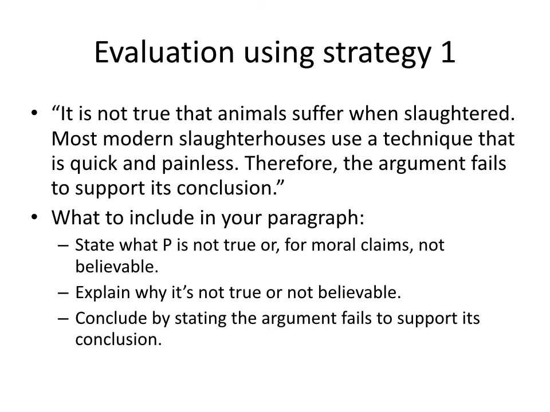So after providing that explanation, I conclude my paragraph by saying, therefore, the argument fails to support its conclusion. And you do need to say that, because while you might think it's obvious to you, it's not always obvious to your reader. So be very clear and let the reader know that you think that for the reasons you just stated, the argument fails to support its conclusion. And then once you've done that, you are done. This is considered a complete evaluation.